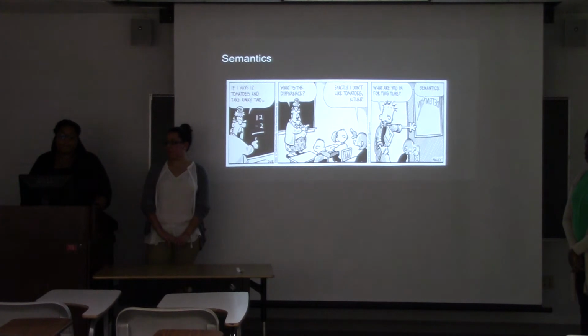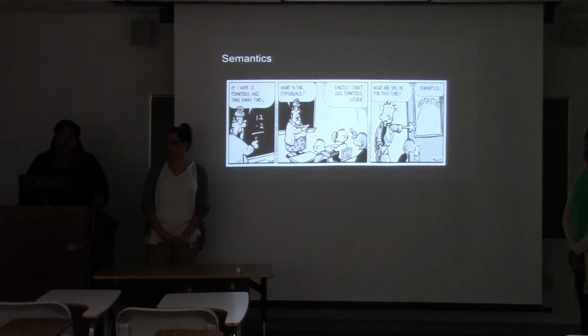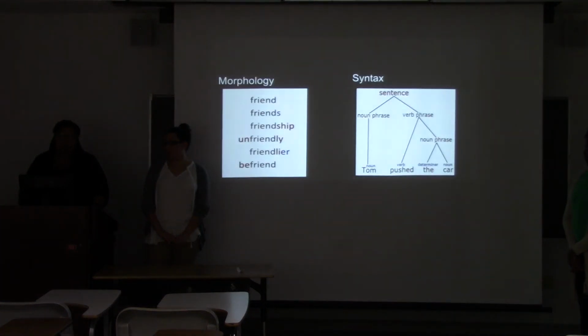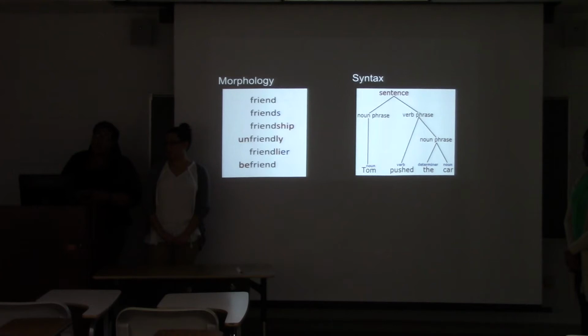Then we have to work on semantics, morphology, and syntax. With morphology, we have to help the child make words. As you see, we can start with the word friend, and then add the S at the end to make the word friends. Or we can add "ship" to make friendship, or we can add a beginning and an end to make it unfriendly. With syntax, we work on sentence structure with the child.